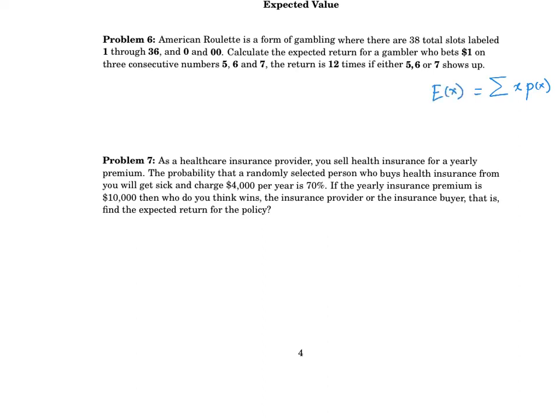So American roulette is a form of gambling where you have 38 total choices or 38 different options, 1 through 36, 1, 2, 3, 4, all the way to 36, then 0 and 00. Calculate the expected return for a gambler who bets $1 on 3 consecutive numbers, 5, 6, and 7. The return is 12 times if either 5, 6, or 7 shows up. So the easiest way to do it is to create a table with x, p of x, and x times p of x, where p of x is the probability of the event x. Remember, x is some event that's supposed to have taken place, and this is a random event.